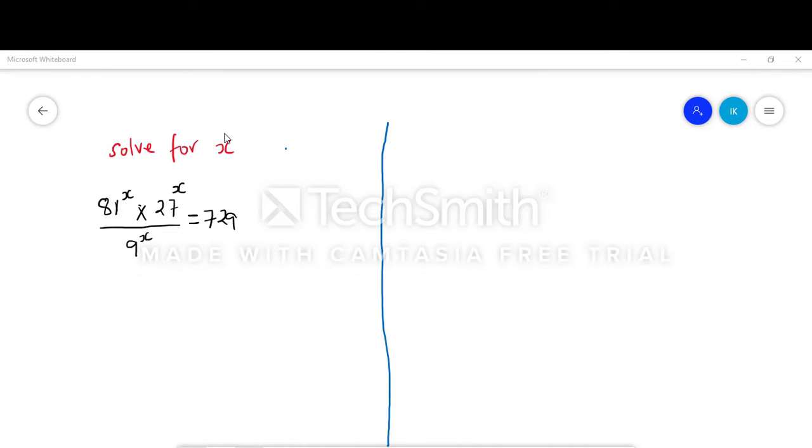In the previous videos, we have seen some of the basic laws of indices, among them being the multiplication law and the division law. I will advise you to watch those videos before you watch this video. And today, in this video, we are solving a question related to some of the laws we learned in the previous videos.